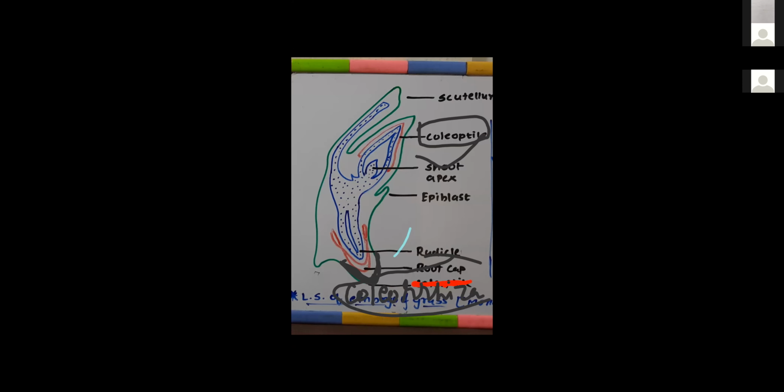That is about the monocot embryo. Actually, while making this diagram, a mistake was committed here. So that's why this has been cancelled. Whenever you prepare, you can write down coleorhiza over here. So that is the one. With this, I conclude it.